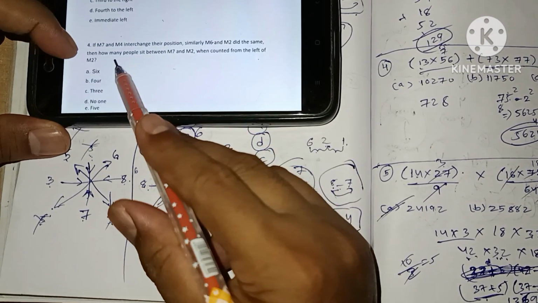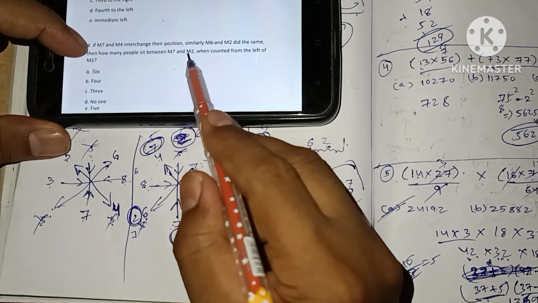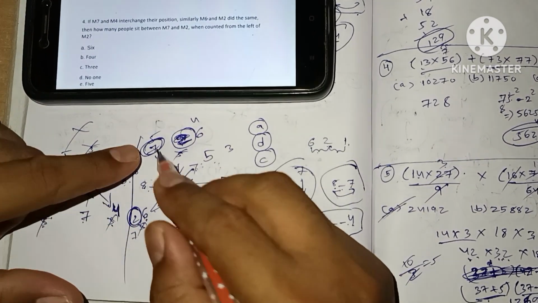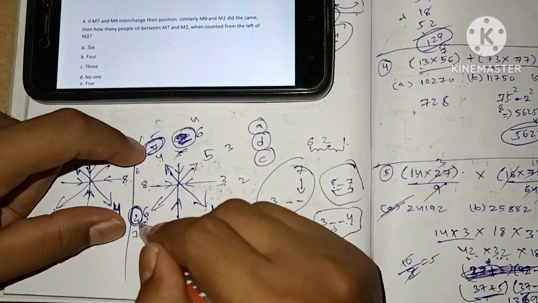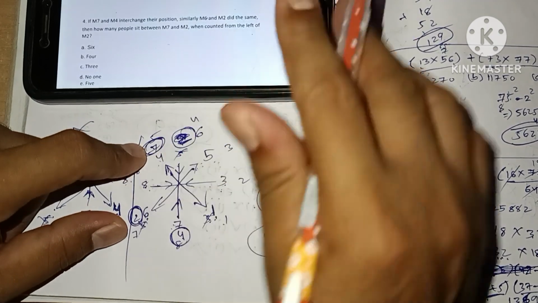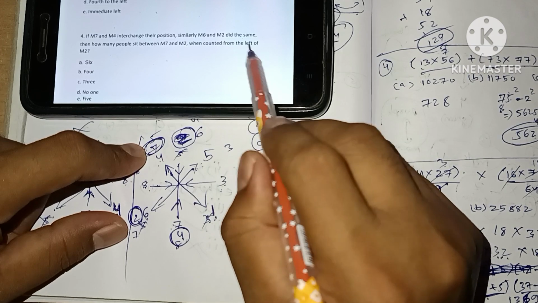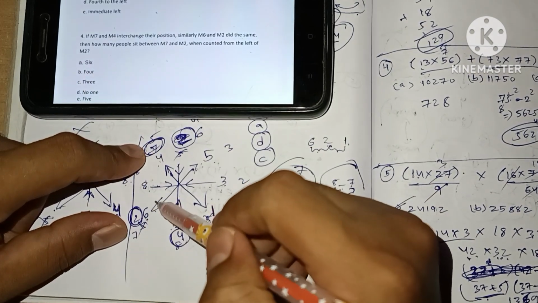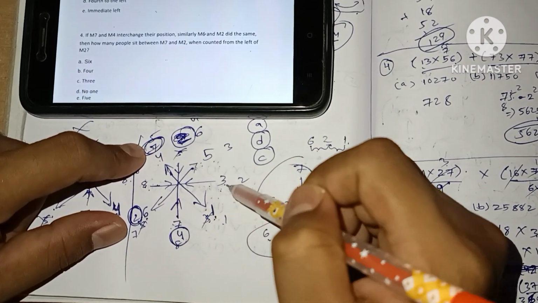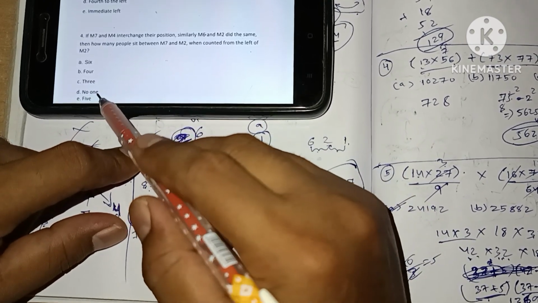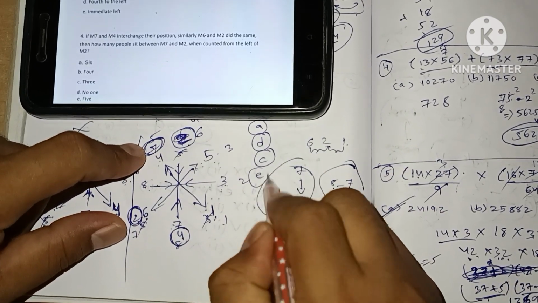So how many persons sit between 7 and 2? Now this is 7 and this is 2. Asking about how many people are in between 7 and 2 when counted from the left of 2. Left of 2 means 1 2 3 4 5. 5 people in between them. Option E is our answer.